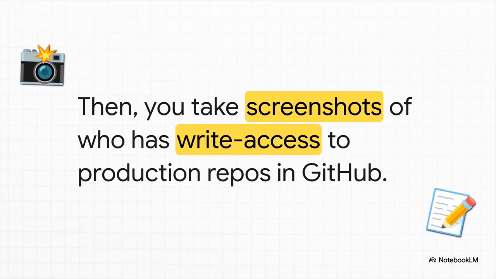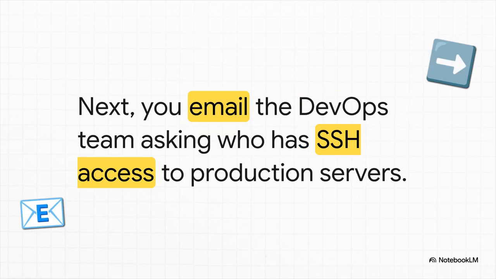But you're not done. Next up, you head over to GitHub. Now you've got to manually check who has that powerful write access to your most important production repositories. And how do you prove it? Well, you take screenshots, lots of them. Then you paste these images into a Word doc, carefully labeling everything. You can already feel how fragile this whole process is, right? And it doesn't even stop there.